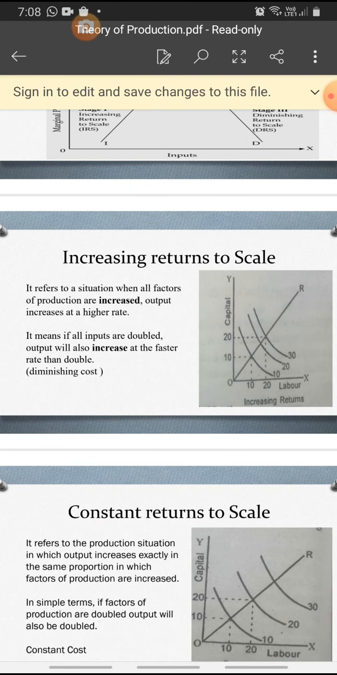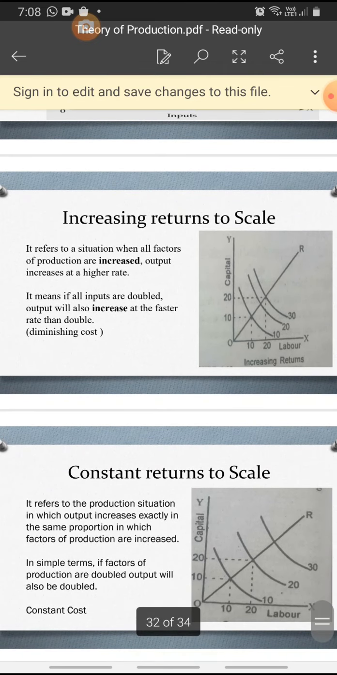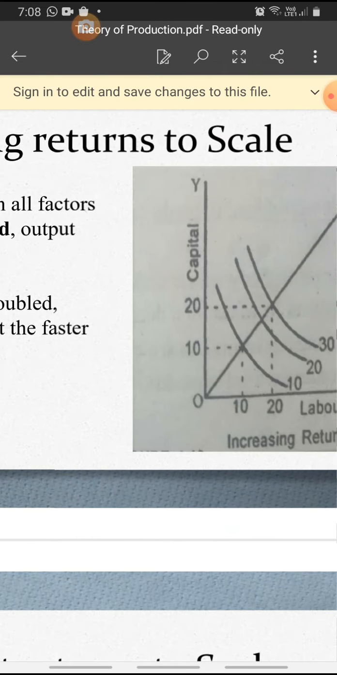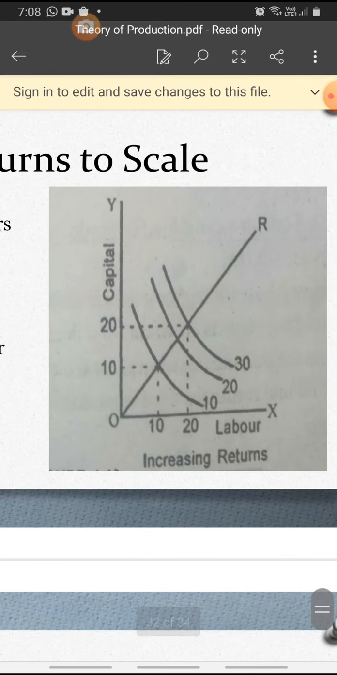Increasing returns to scale refers to a situation when all factors of production are increased, the output is increasing at a high rate. It means if all inputs are doubled, the output is more than doubled. We can see this in the diagram where three isoquants are given. You can see increasing returns to scale from the distance between these three isoquants. The distance between these three isoquants is diminishing.